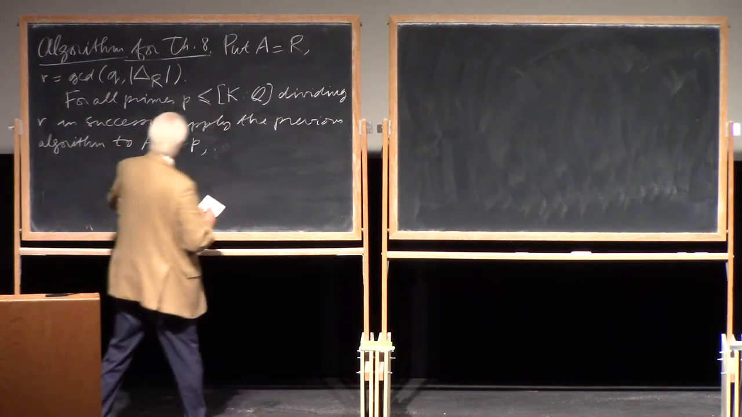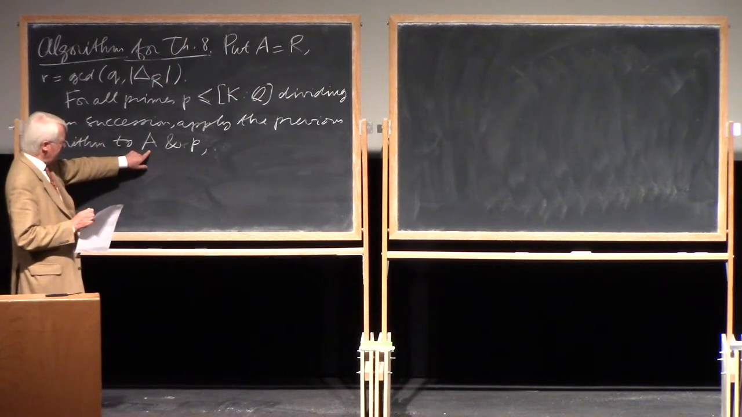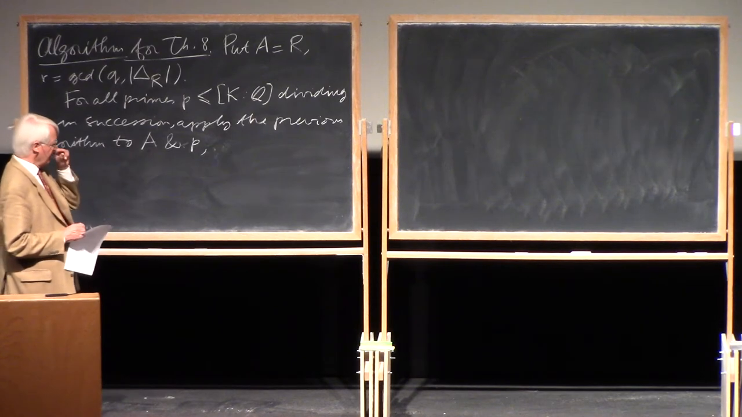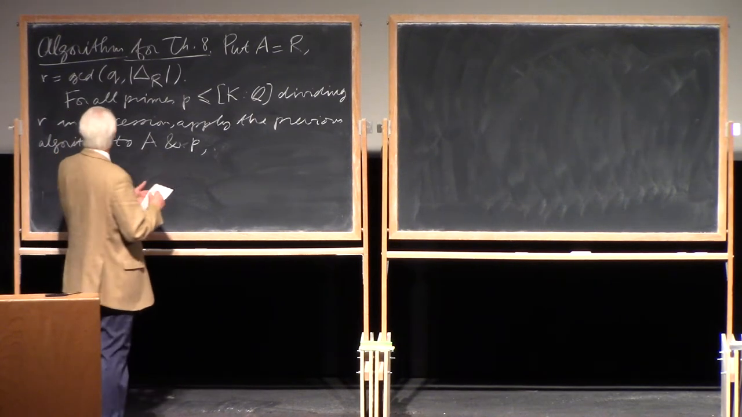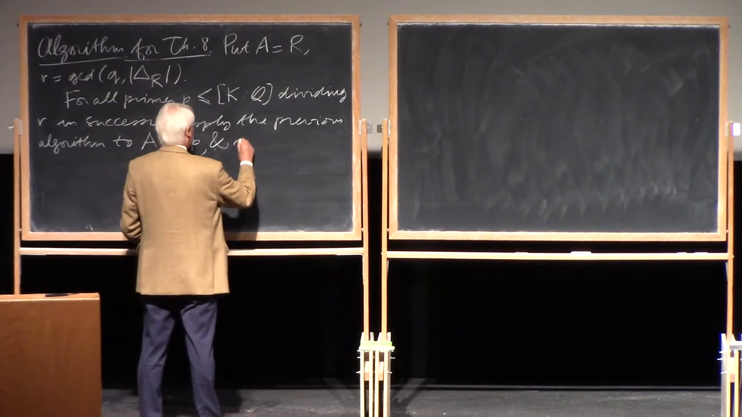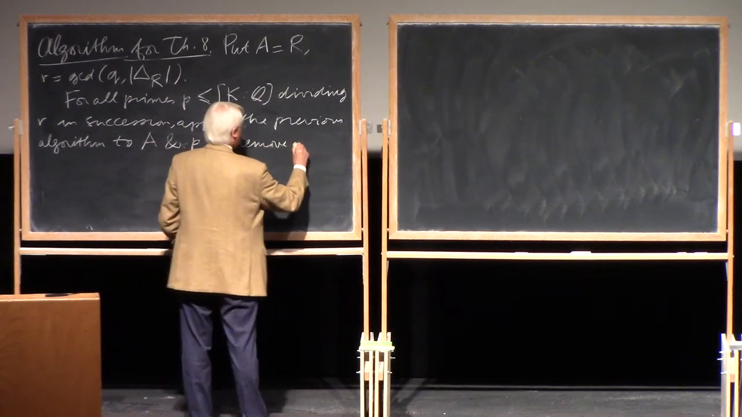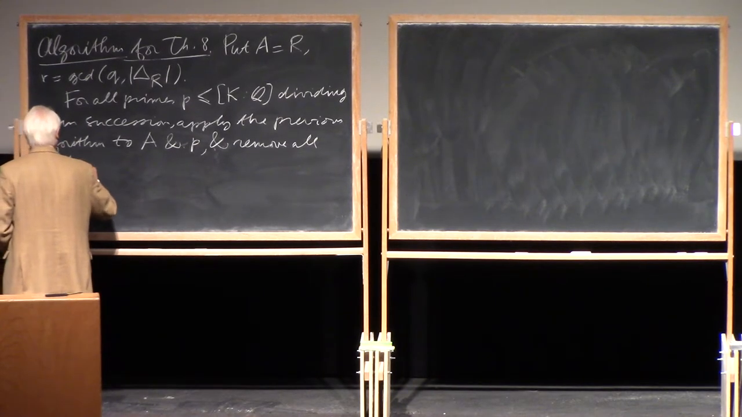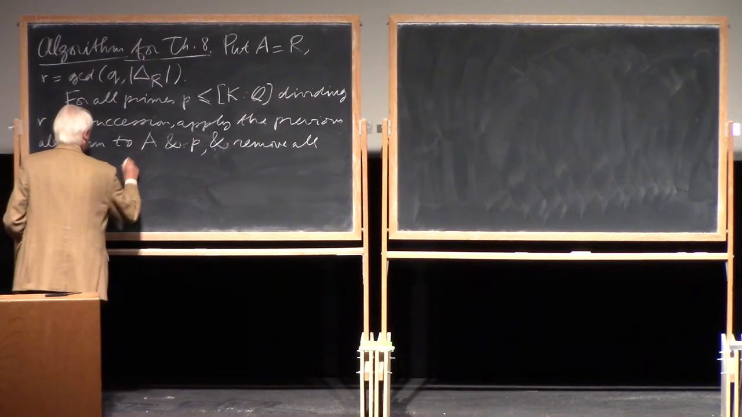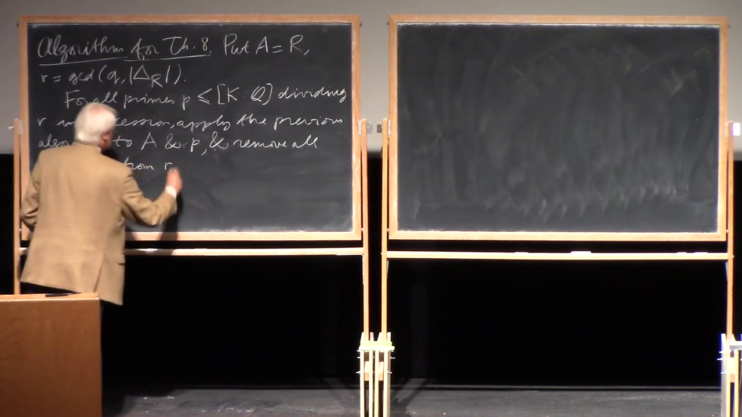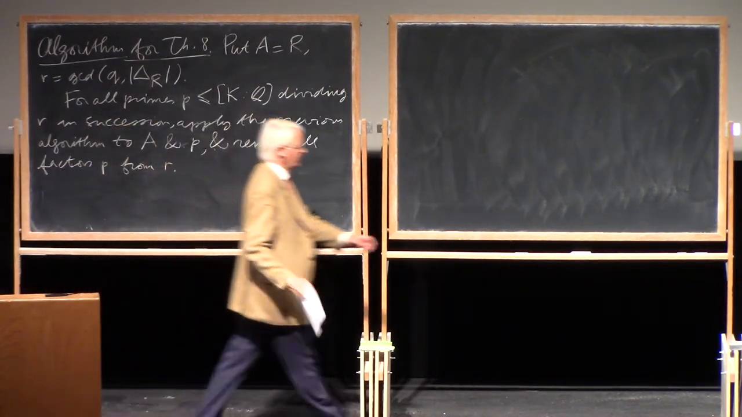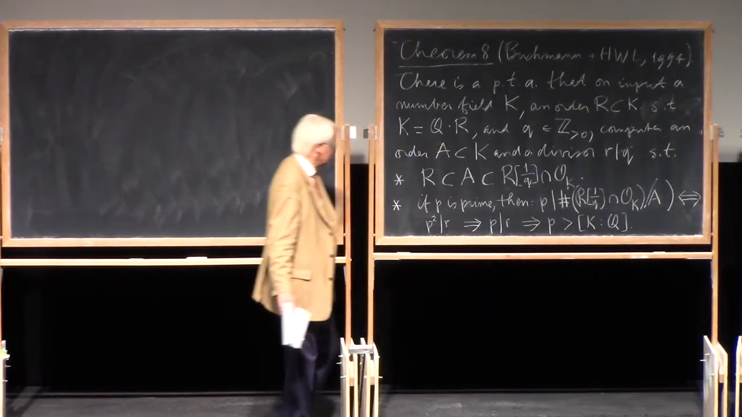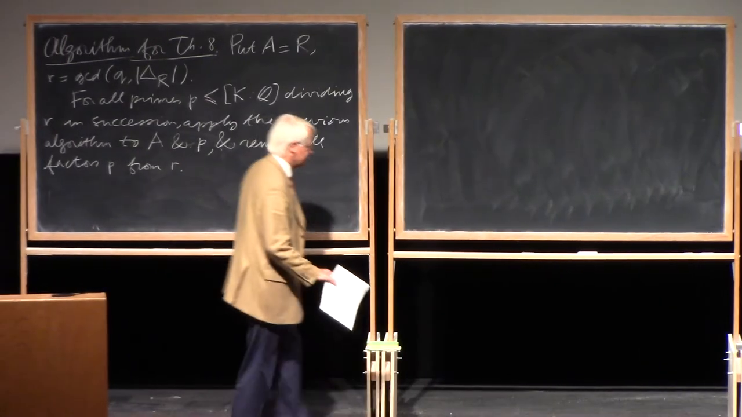So that replaces A by an A that is maximal at P, that satisfies the property at the far lower right. And what you also do is remove all factors P from R. So now the small prime factors are gone. In particular, the current R satisfies this last implication.